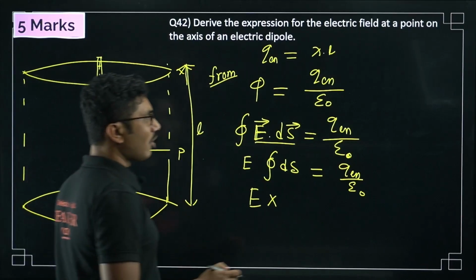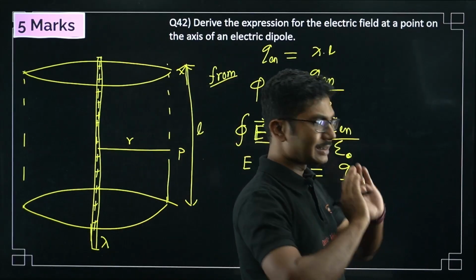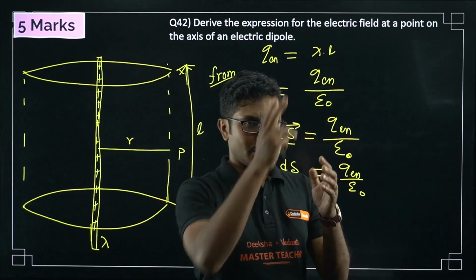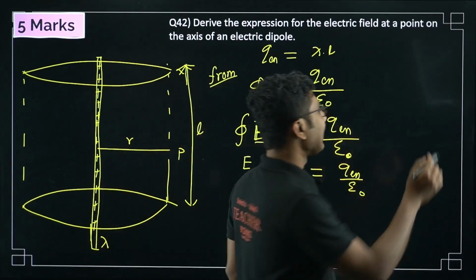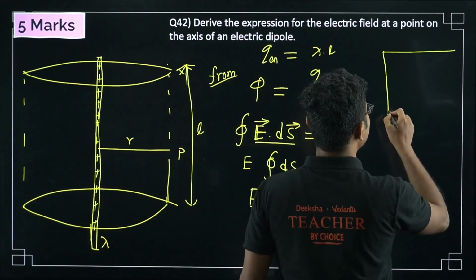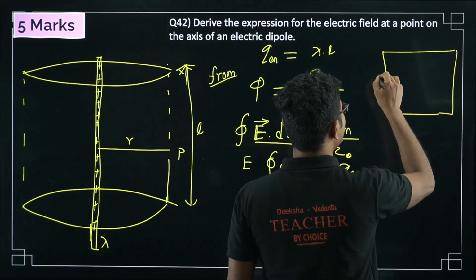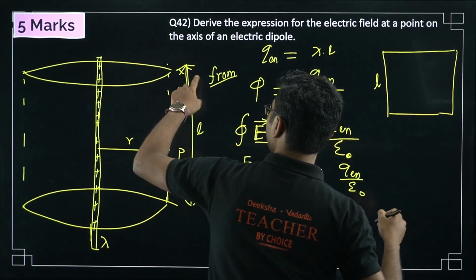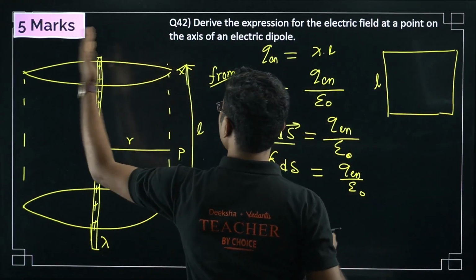Area of the curved surface of a cylinder. If you cut the cylinder from the middle, then you will get a rectangle of this side. The height is obviously L, as usual. This is L. Now if you cut it from here, then what is the length?